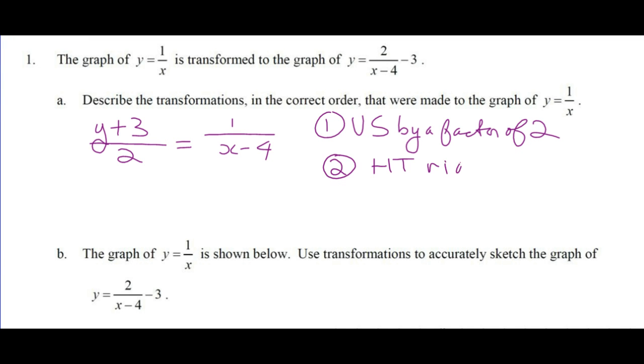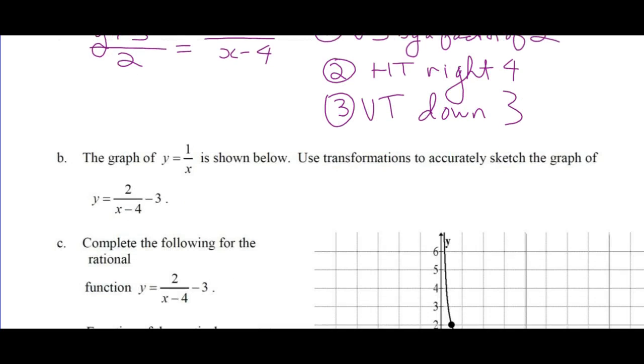HT, right 4. VT, down 3. Okay. You can get that off of here, really, right? You could say, you multiply that by 2, because it started out as 1 over x. Now there's a 2 over something. x minus 4, I know what that is. Now I've got a 2 over it. Okay, then it must have been a stretch. Okay, and then this, and then this. Okay? So that's how you do it.